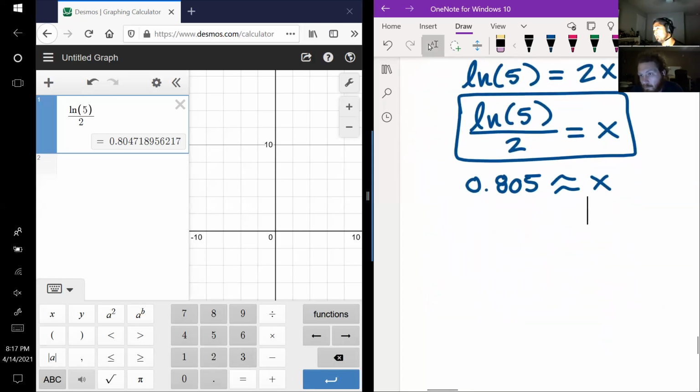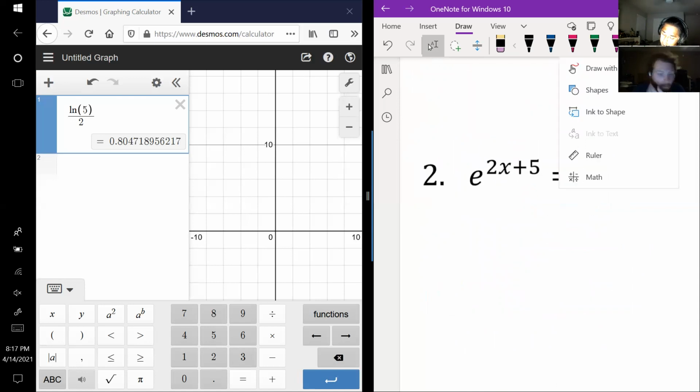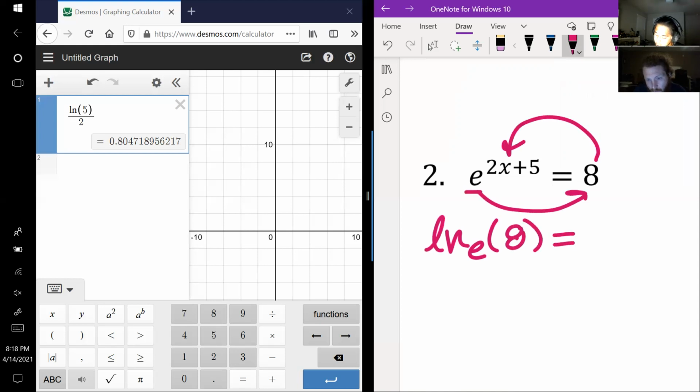Doesn't seem too bad yet. For number 2, we're going to do the same exact thing. So go ahead and convert from exponential to log. Once again, this has the base of e, so we're going to use the natural log. We're going to say natural log base e of 8 and set it equal to the exponent of 2x plus 5.